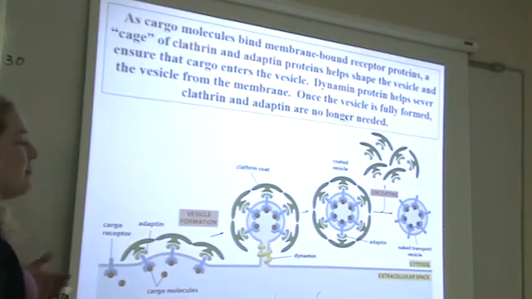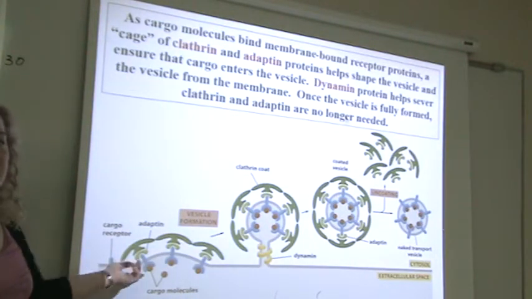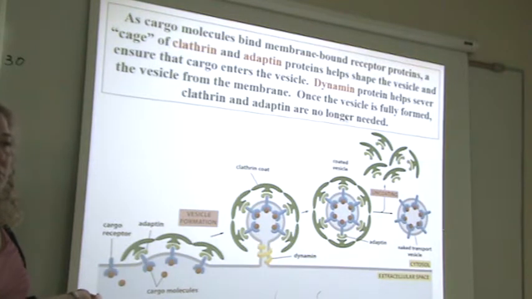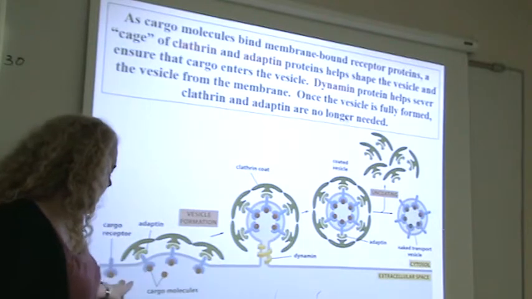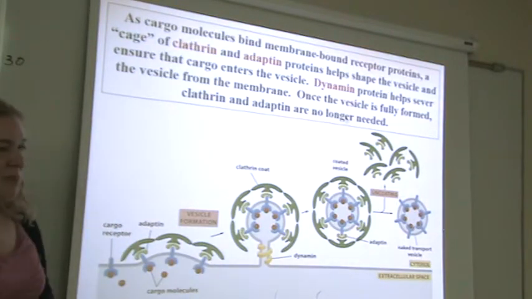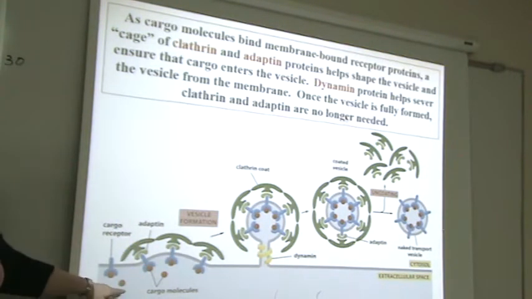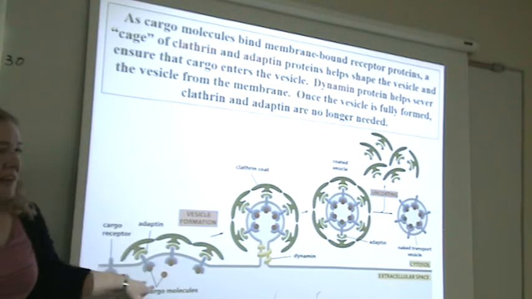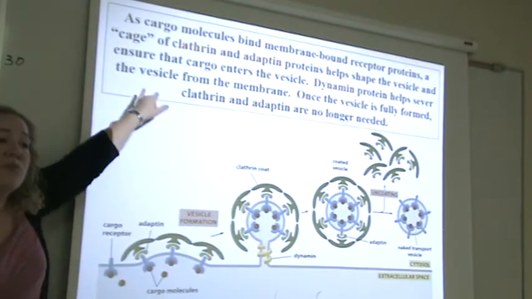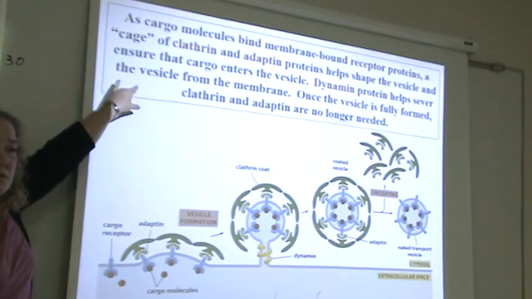So the whole point of making a vesicle is to send something in the cell. The cell will not just make vesicles randomly for no reason, because it takes energy to make them. So when they are formed, they will be carrying some kind of cargo molecules, which are shown by the red balls down here. And in this case, there is something floating outside the cell that the cell wants to bring inside for some reason. That's the cargo.